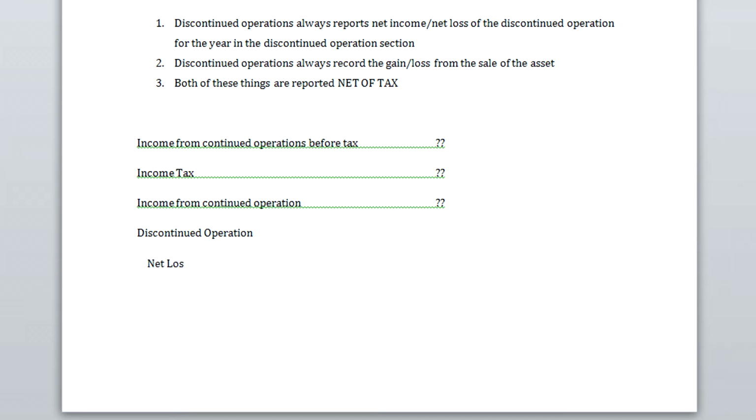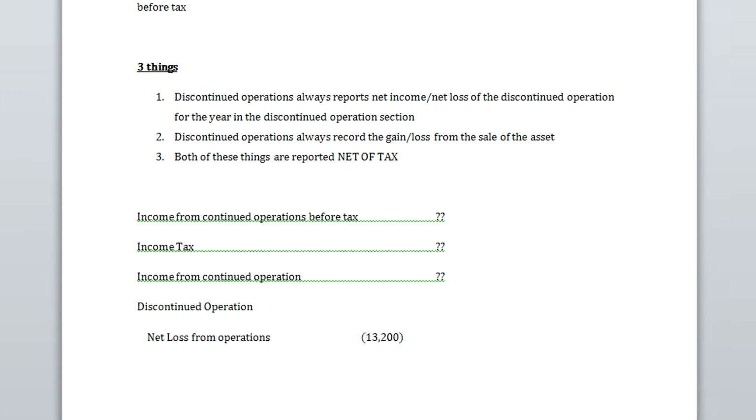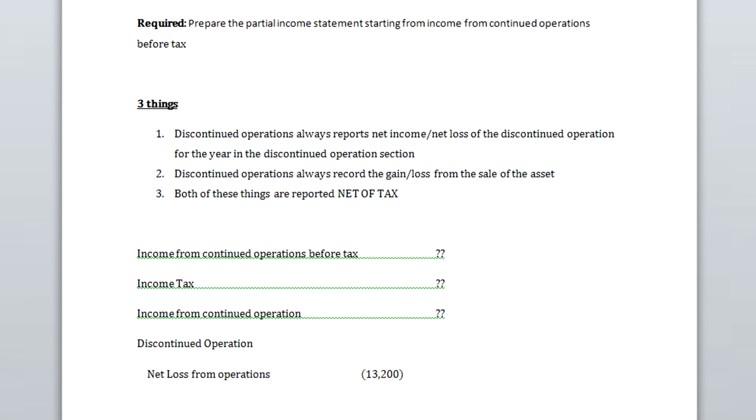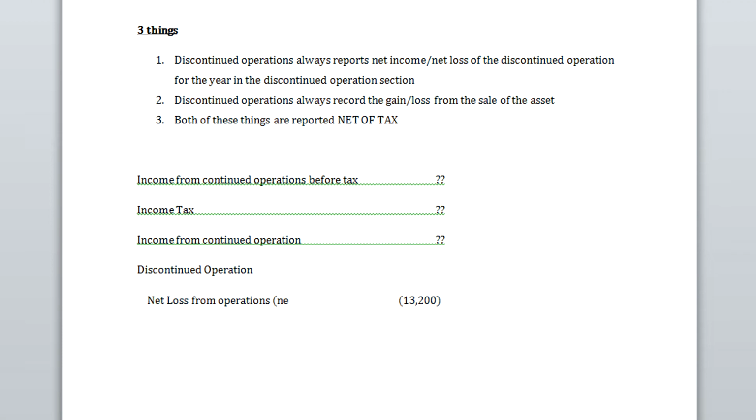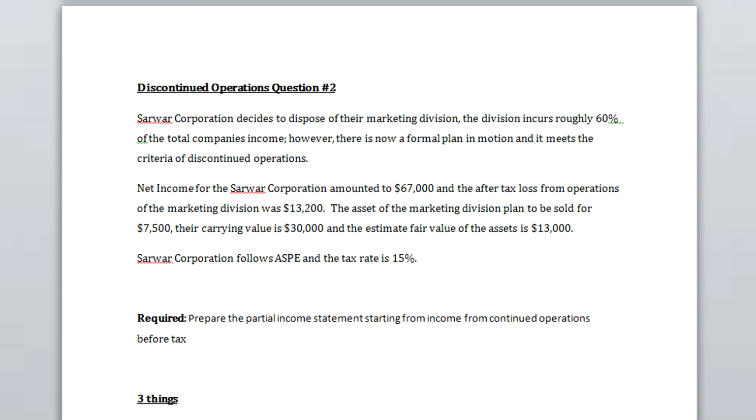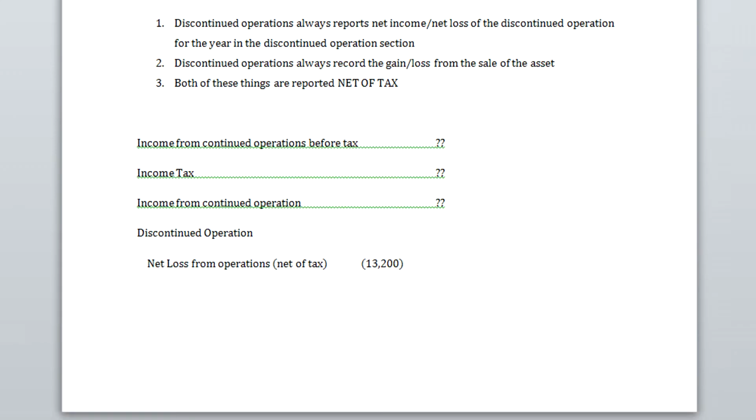So we have our net loss from operations of $13,200. Very straightforward. And then the next thing here is, and of course this has to be net of tax, right? Can't forget that third one I almost did right there. Has to be reported net of tax. And it tells us right there that it's after tax loss, so we know it's net of tax. And then the second thing here we need to know is that we have to record the gain or loss from the sale of the asset.